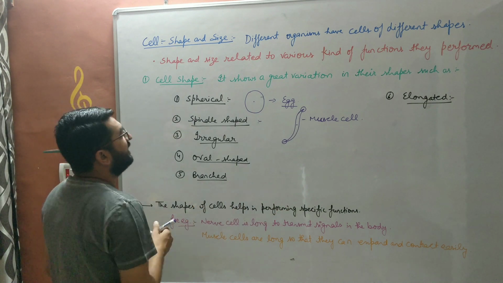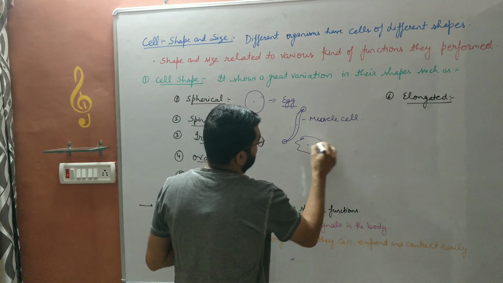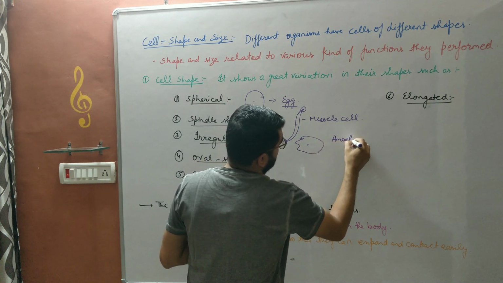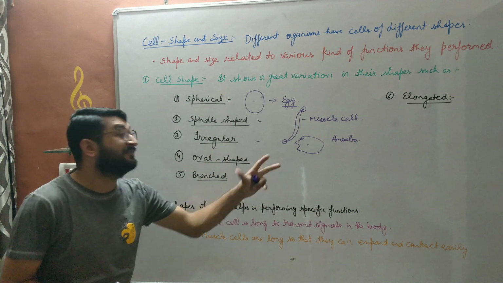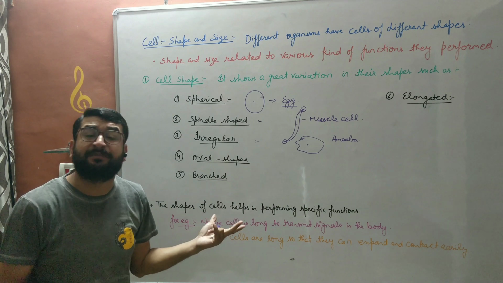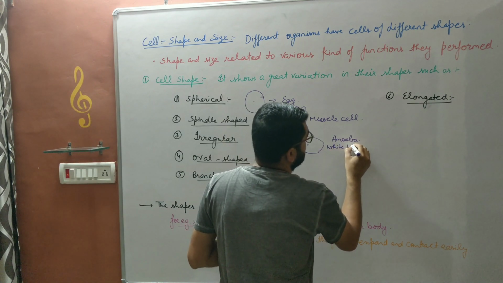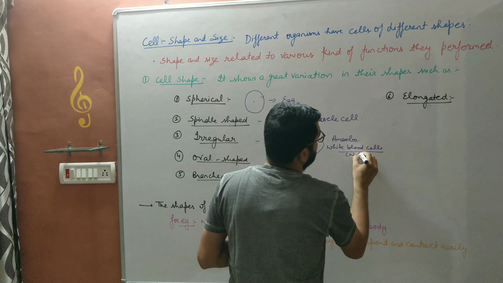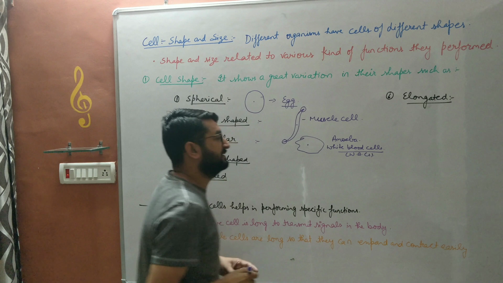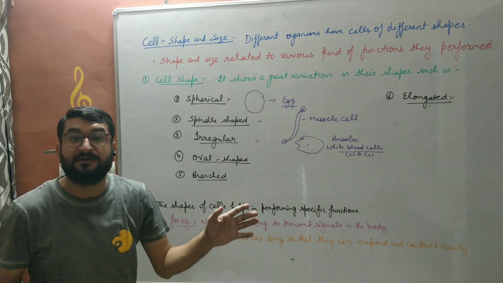Next, irregular. Amoeba, irregular shape है, unicellular organism है, single cell performs all the activities, but it is of irregular shape. White blood cells possessed by human beings, animals. They are also abbreviated as WBCs. They are irregular in shape. Their shape is not fixed.